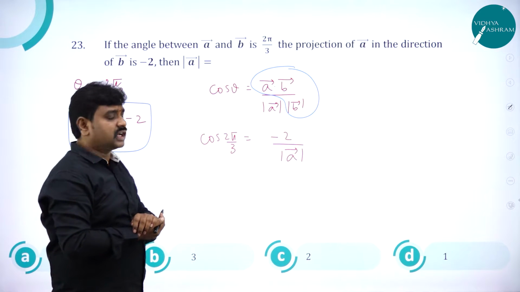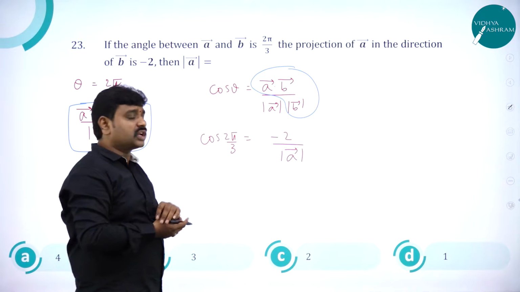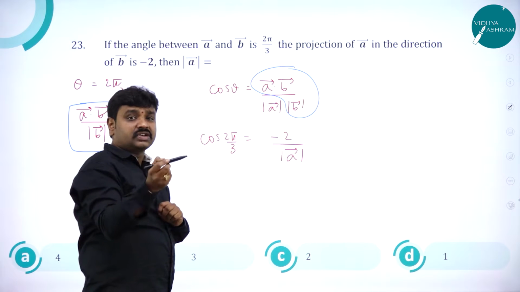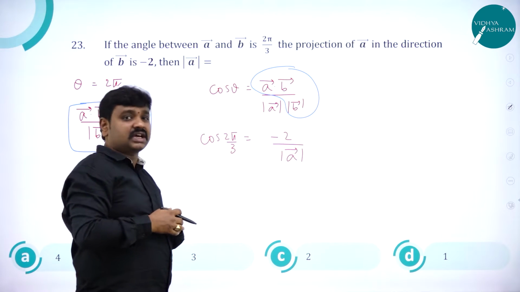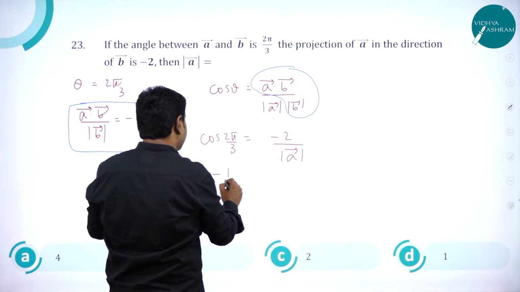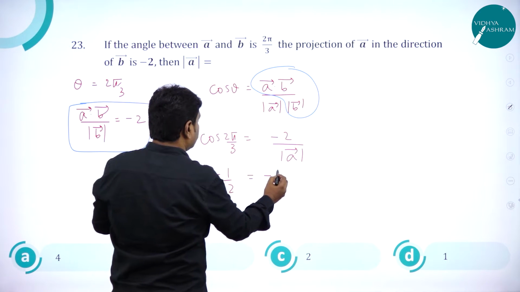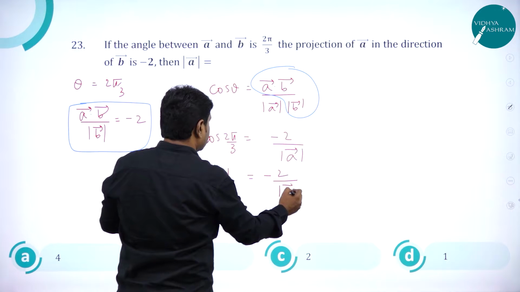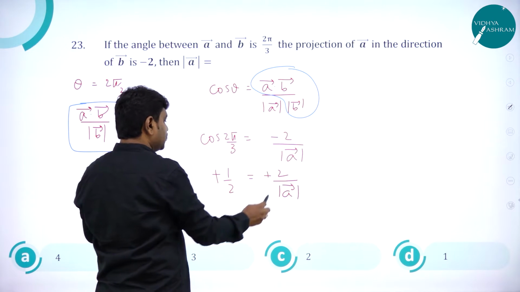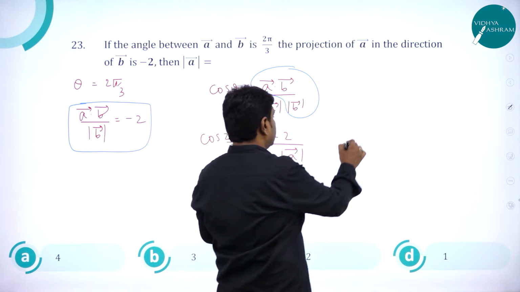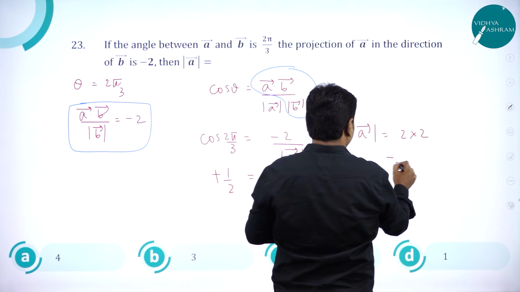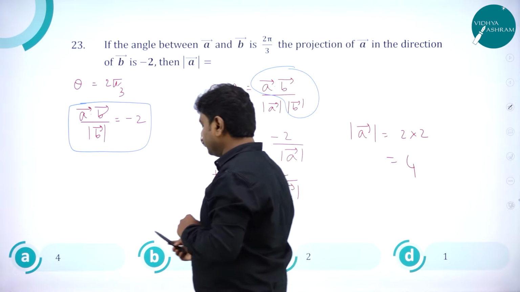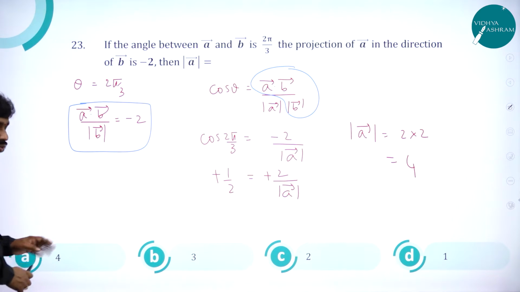Pi by 3 means 60. Cos 2 times 60, cos 120. Cos 120 is cos of 180 minus 60, which is minus cos 60. Minus cos 60 is -1 by 2, equal to -2 by magnitude A. Minus cancels and rearrange. So you get magnitude A is equal to, cross multiply, 2 into 2, that is 4. Check whether we have 4. Yes, option A here is 4.